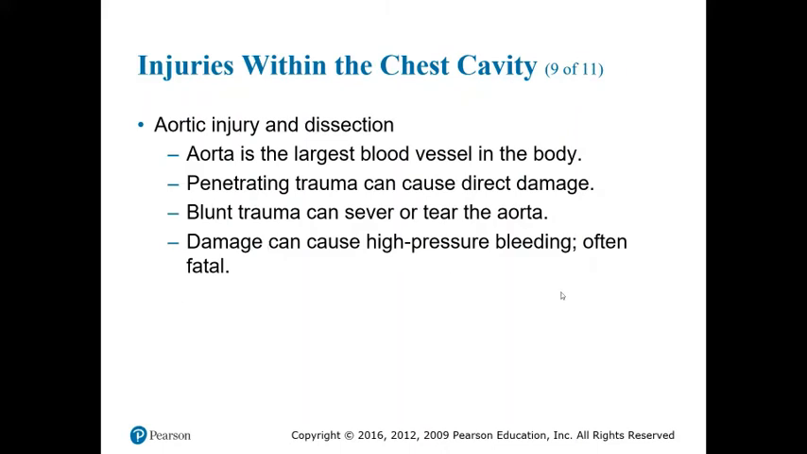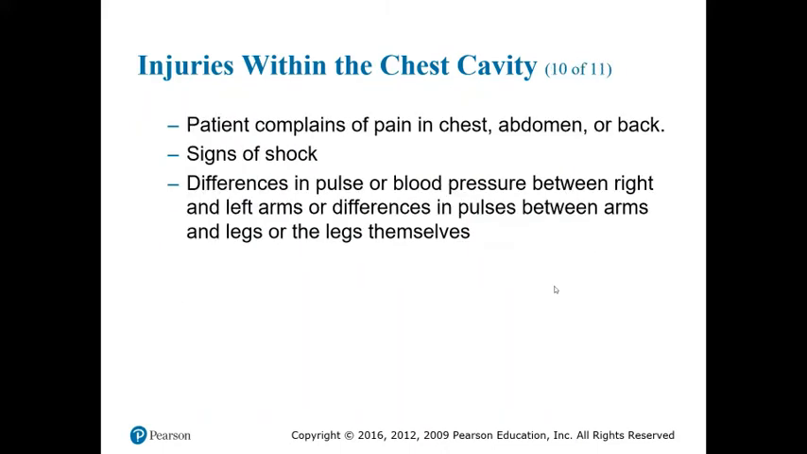So yeah, the damage can cause high pressure bleeding, often fatal. Patient complains of pain in the chest, abdomen, or back. They're showing signs of shock, and maybe you're like, man, what's going on with this person? There's nothing obvious. I can't see anything. It's all going on inside their chest cavity. Could be differences in pulse or blood pressure between the right and left arms. Their whole circulatory system is messed up right now.